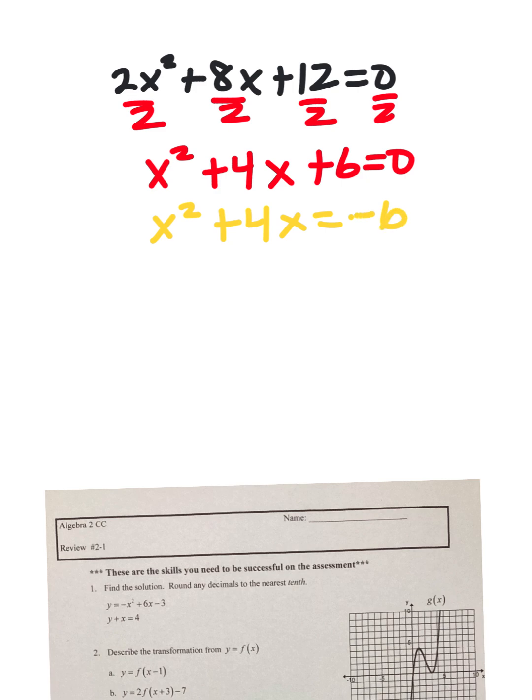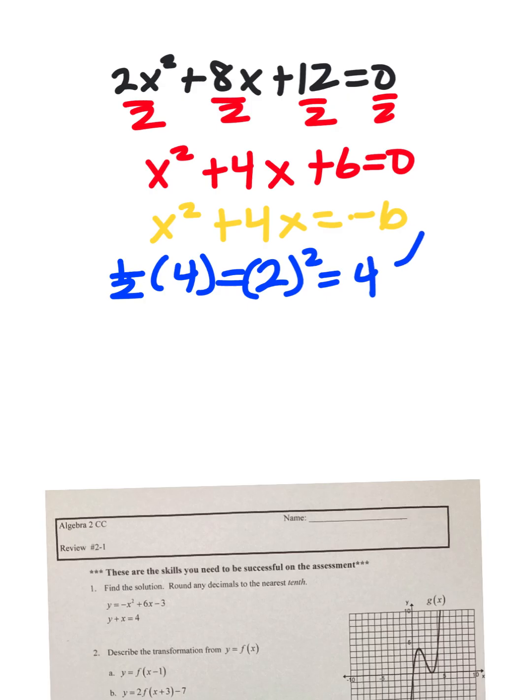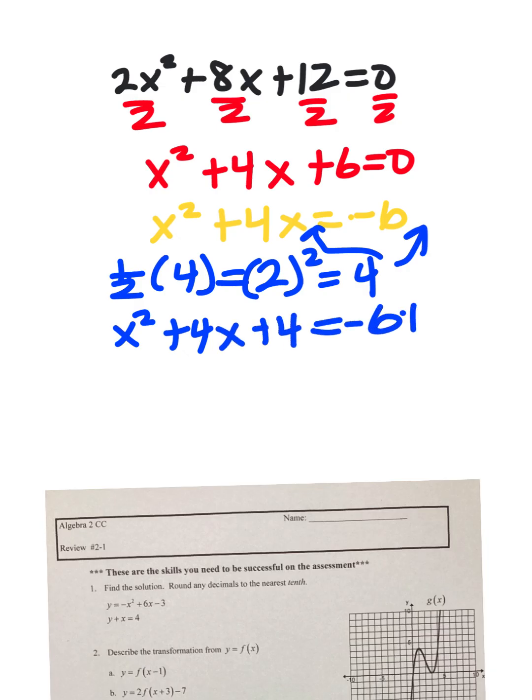All right, so now we're ready to complete the square. So I'm going to do half of b, so half of 4 is 2. Square it is 4. Add that to both sides. We're going to add it here and over here. So we get x squared plus 4x plus 4 equals negative 6 plus 4. All right, the next thing I'm going to do is clean this up. I get negative 2.